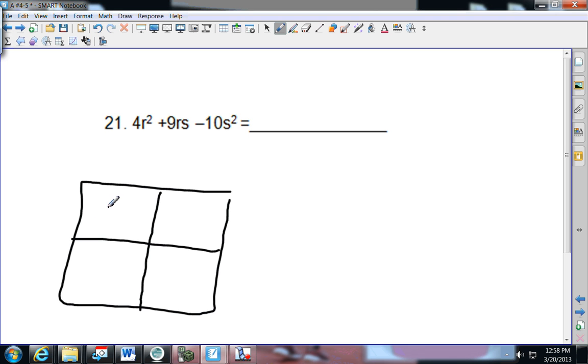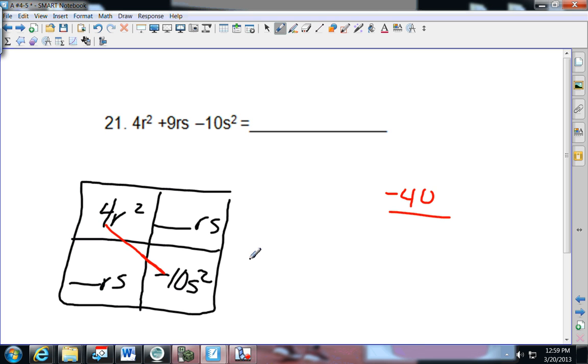And I'm going to put 4r squared up in the top left, the bottom right, -10s squared. My middle term is rs. That really doesn't mean anything. I just put rs here, something rs. Now, multiply these 2 numbers. You get -40. I need the factors of -40 that add up together to give me 9.